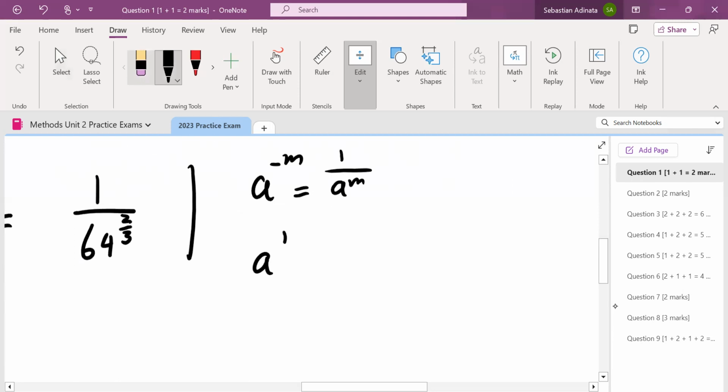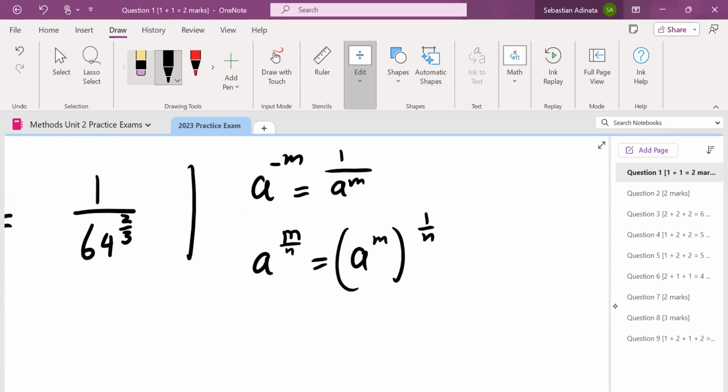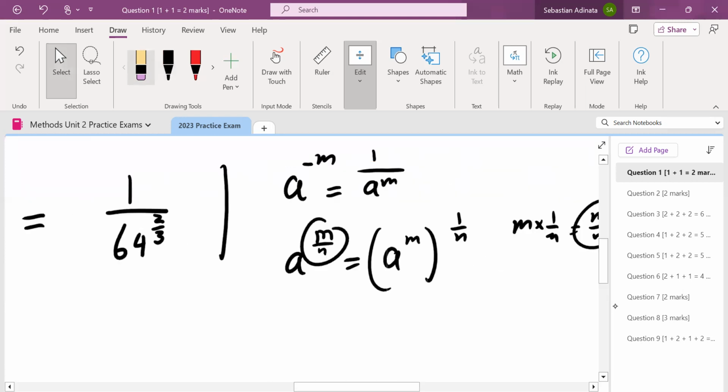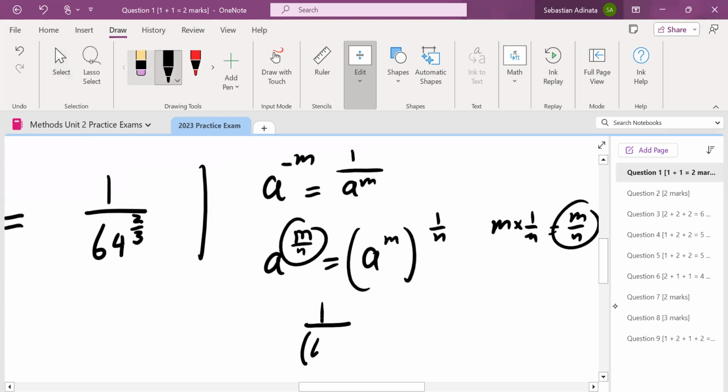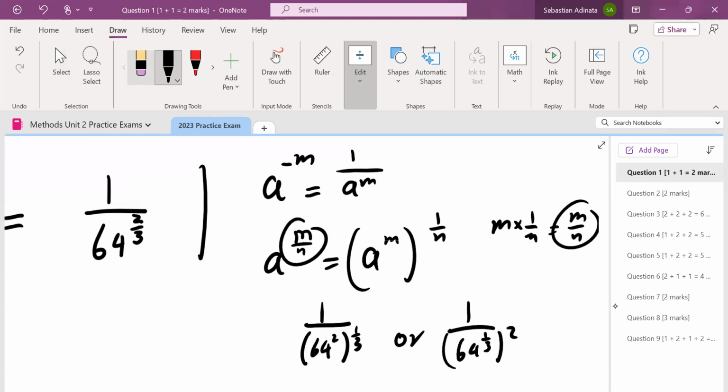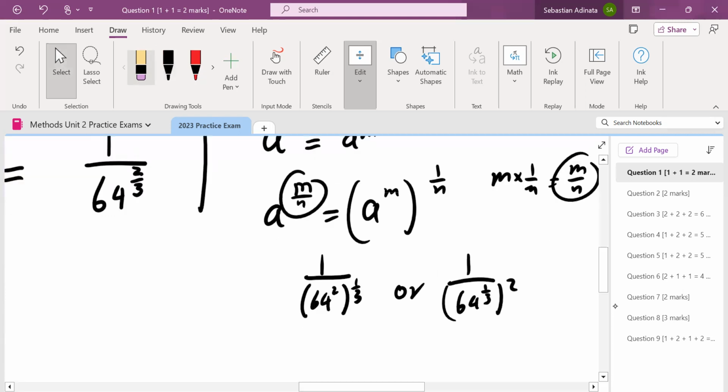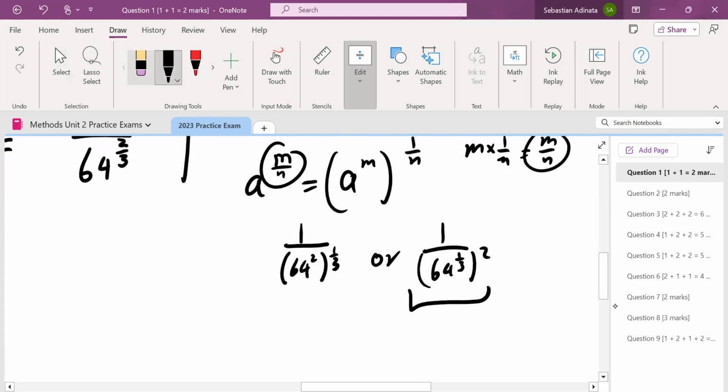Now, we have an indice law that if we have this, we can turn it into 1 on n. Because m times 1 on n equals m on n, clearly. So we can either split this up into 1 on 64 squared to a third, or 1 on 64 to 1/3 squared. Now, which one seems easier? To me, I would say this, because we know that 64 to a third is equal to 4. It's 4 cubed equals 64.